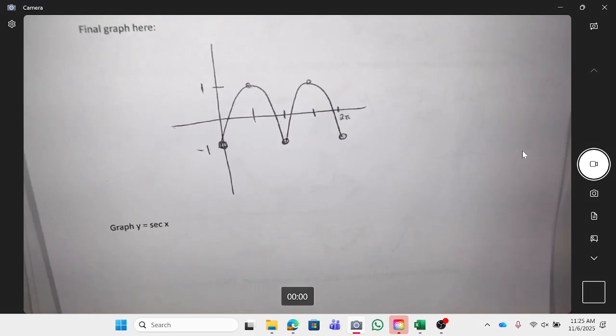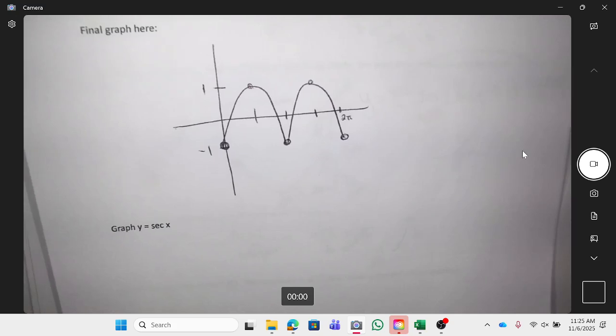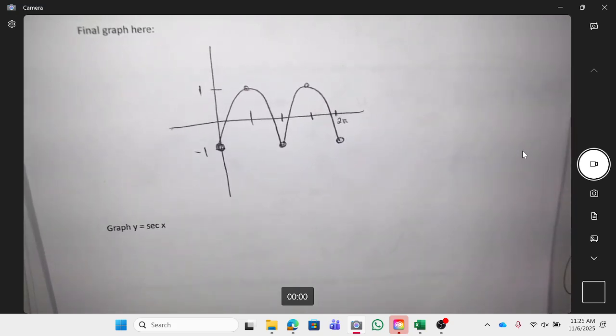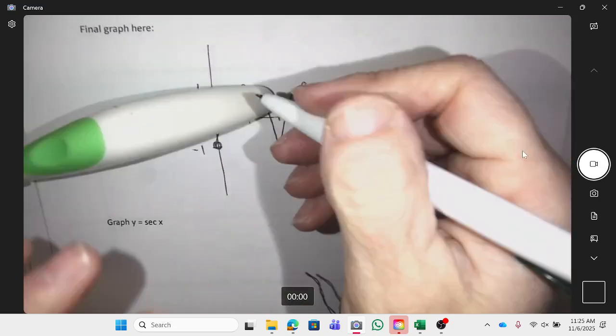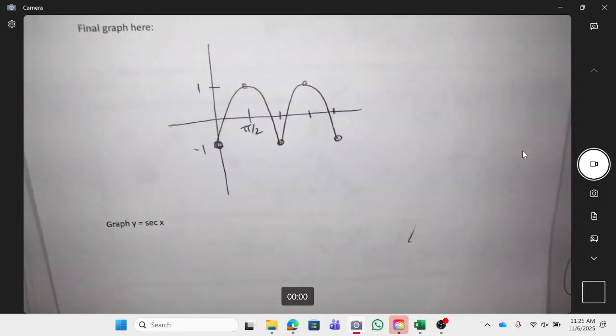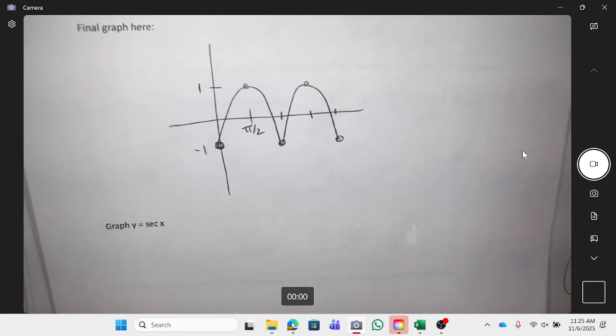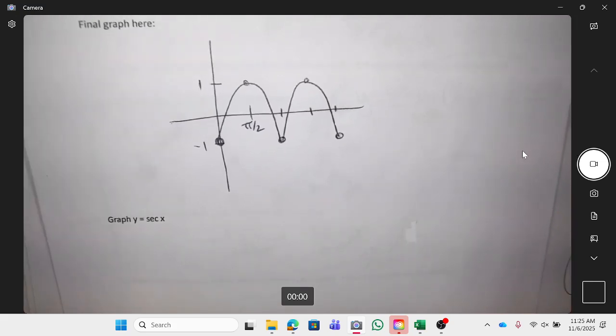Okay, you need to have a label on your x-axis and a label on your y-axis. As long as you have one of the tick marks labeled, you're good. Somebody else could have not done the 2 pi. If somebody else had pi over 2 right there, that's good. It covers the basic tick marks, okay? You have to have a minimum of one tick mark labeled on both axes.